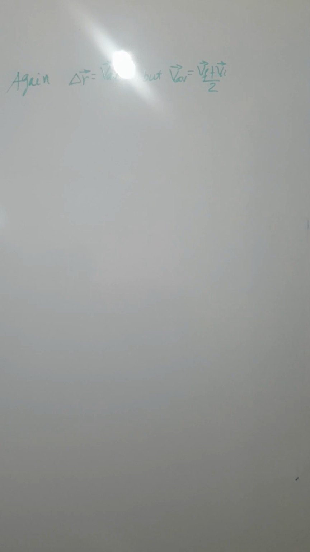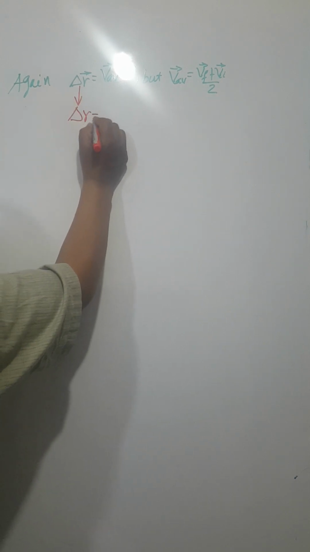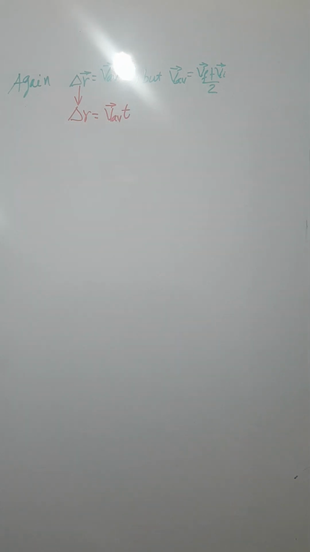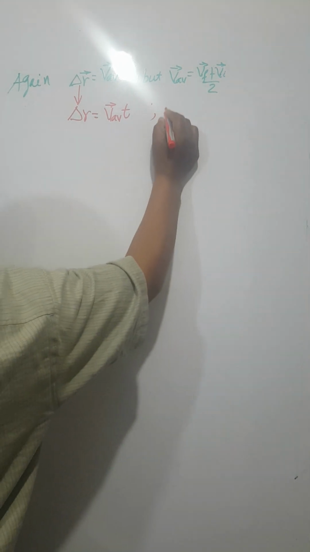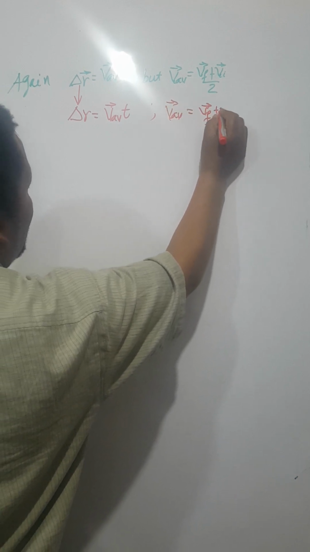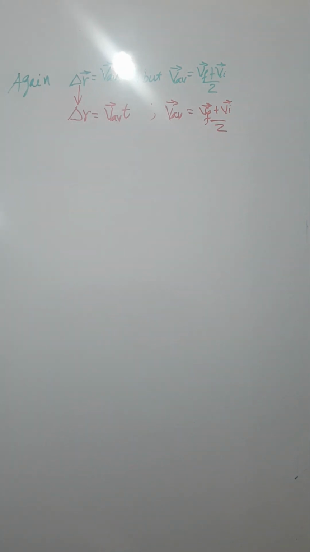VAV is equal to, I will write it again. Now, change in R is equal to VAV times T. But VAV is equal to VF plus VI divided by 2, the average velocity.